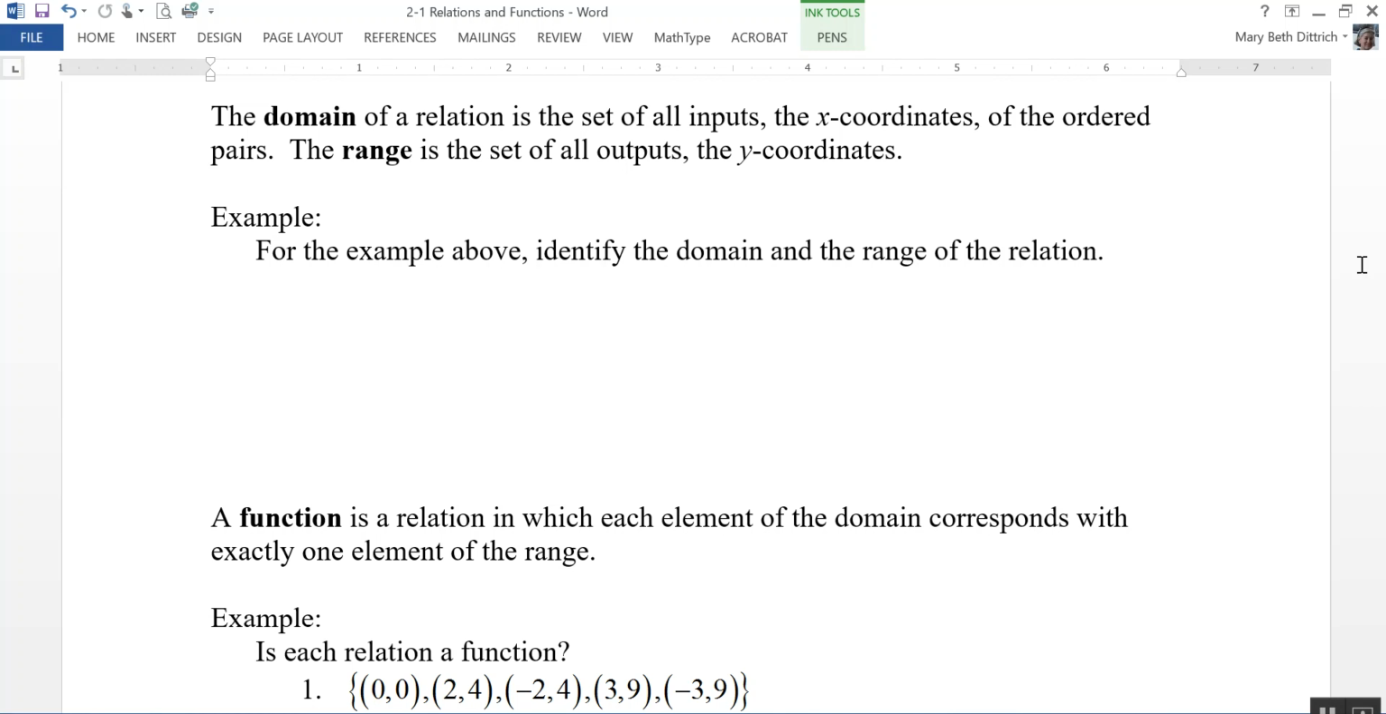So in the example above, we need to identify the domain and the range of the relation. And this is going to be in set notation again. No parentheses this time, just the x values that we had. And then for the range, the y values that we had.